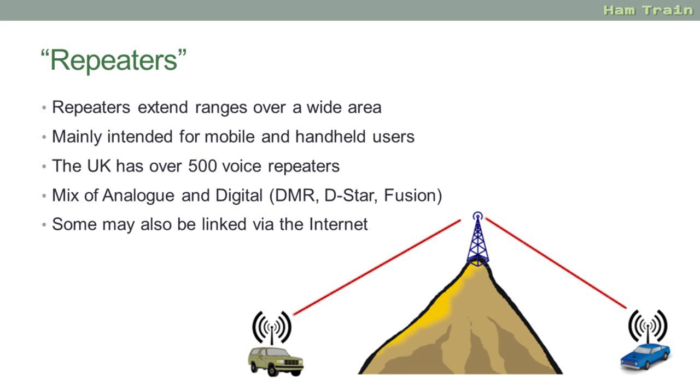The UK has a network of over 500 voice repeaters, and there's a mix of analogue and digital repeaters. The digital formats are DMR, D-Star, and C4FM Fusion. Some repeaters can also be linked to the internet to extend their range even further.